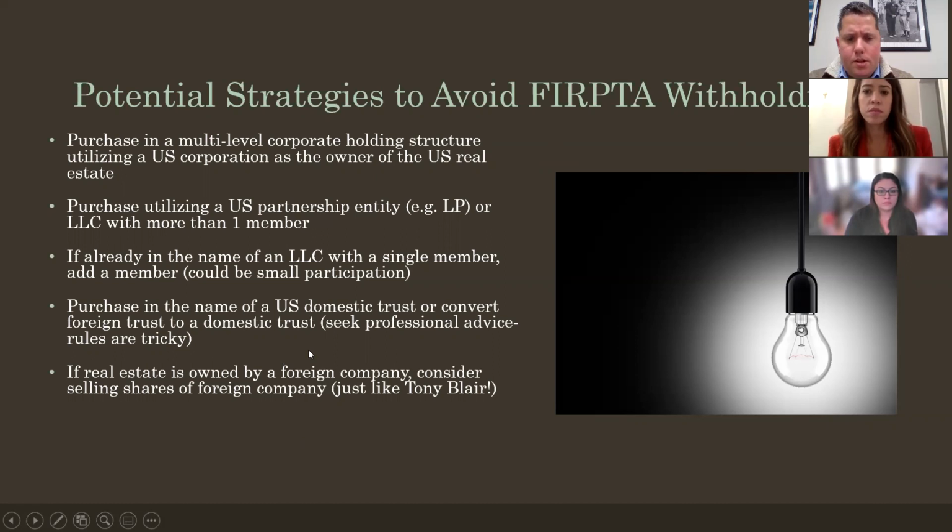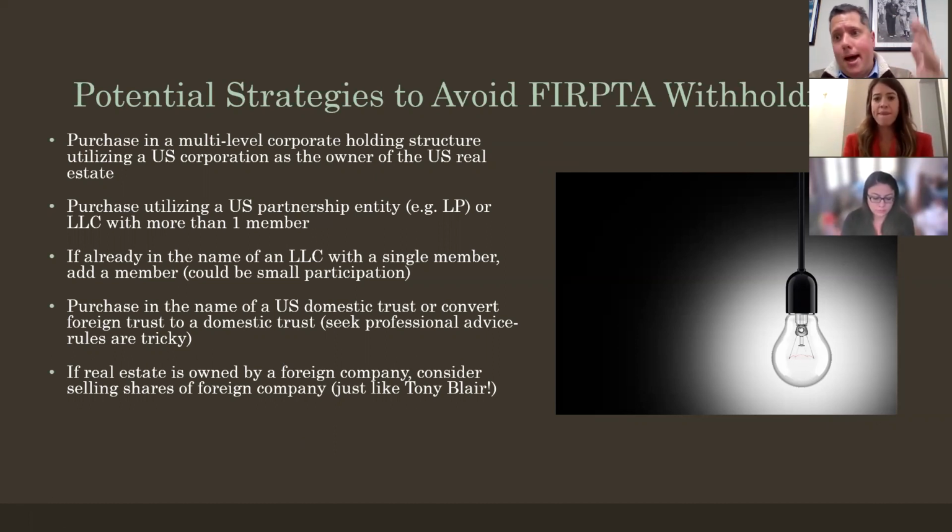Another way is to purchase in the name of a U.S. domestic trust. It would need a U.S. trustee. That could be any individual, could be a friend of the family or something. It doesn't have to be a bank or anything like that. Trusts don't have to be terribly expensive. A U.S. domestic trust can work just as well. It's a U.S. person, but there's no rental income coming in. There's no issue, right? There's no income to report.